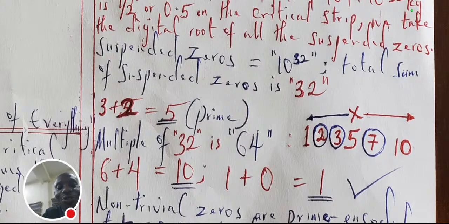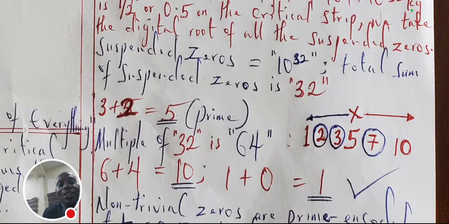Now, having this 64, if we try to get the digital root of this 64, which is 6 plus 4, will give us 10. Having that 10 alone shows that 10 is a multiple of 5. 10 is even. You understand? But then we now see that we can't even have 10 too, because we are trying to get the digital root. So if we say 1 plus 0, we have it to be 1.